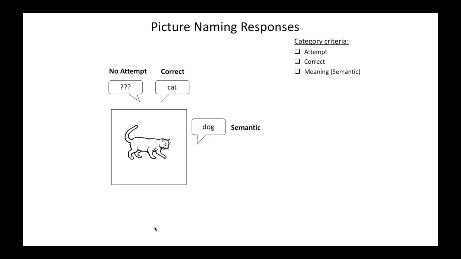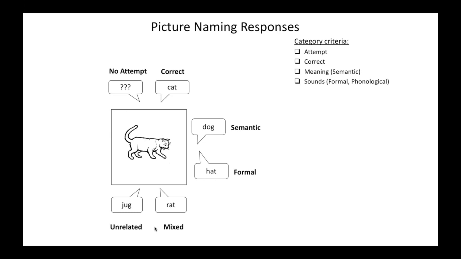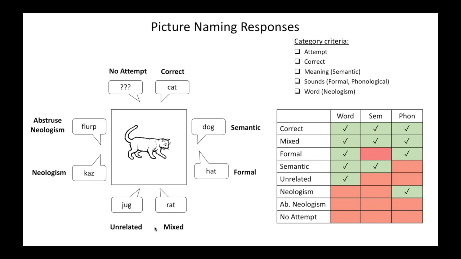And so very often, they might just have no idea what they're looking at, or they might say something correct. It could be a semantic error, just purely related by meaning. Could be just purely related by sound. We call that a formal error. The form of the word is there, but not the meaning. Could be both, a mixed error. Could be unrelated, totally unrelated, but it's still a real word. And it could be a non-word that sounds like the target. And finally, it could be a non-word that does not sound like the target. And so here's a little chart.